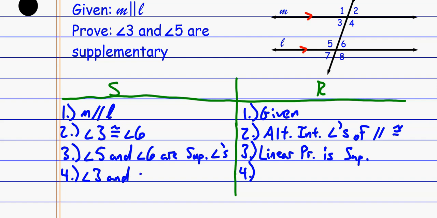Angle 3 and angle 5 are supplementary angles. Okay? And I can say that because, once again, angle 5 and 6 were supplements, and angles 3 and 6 are the same, so that means angles 3 and 5 must be supplements also. Okay?